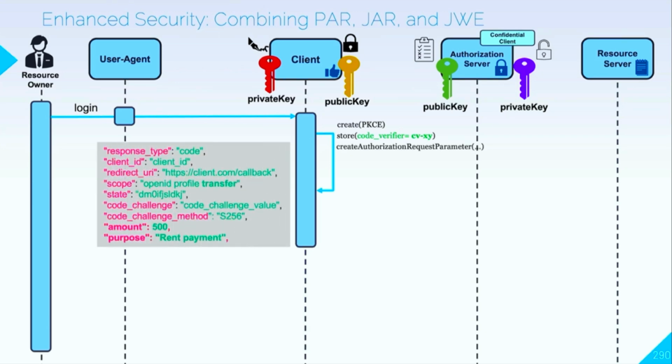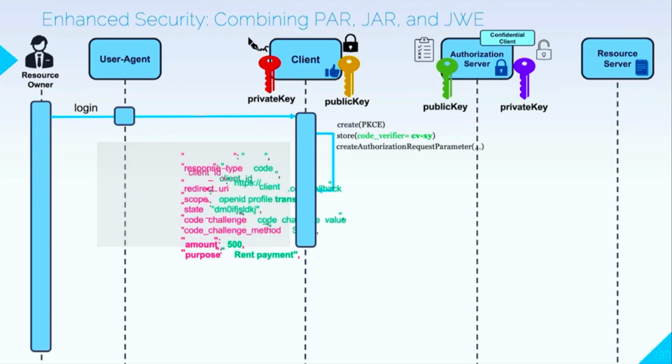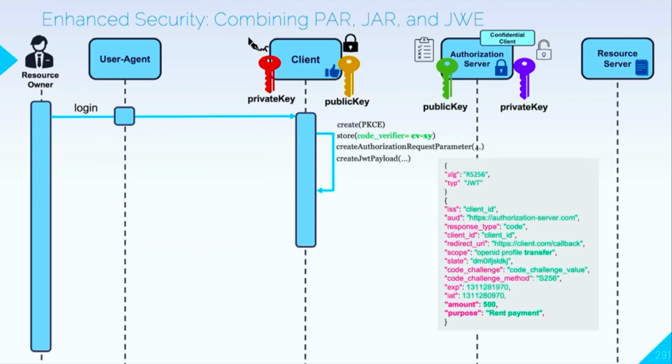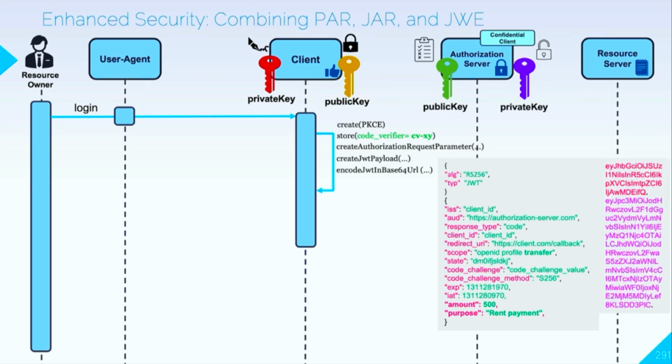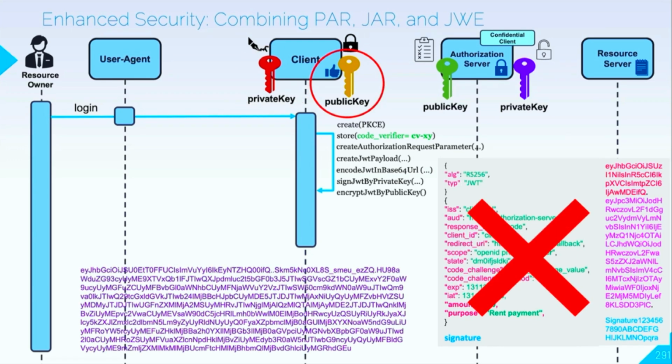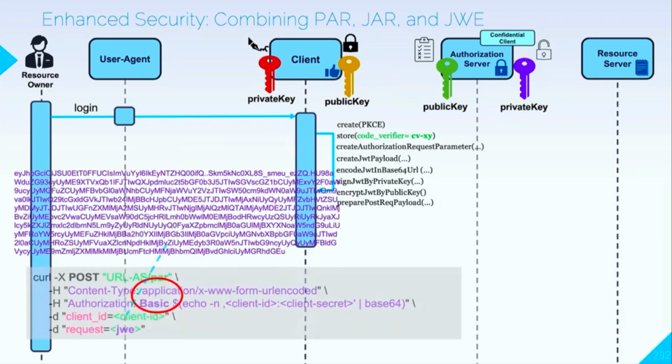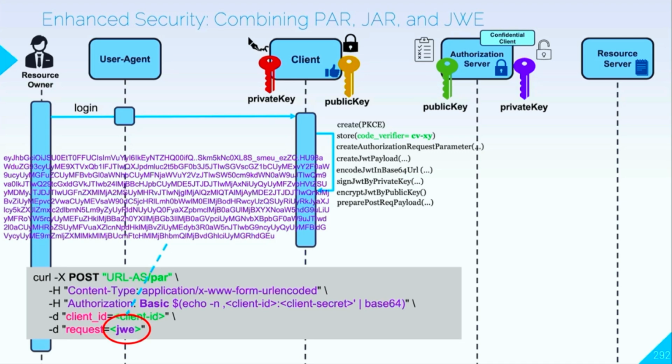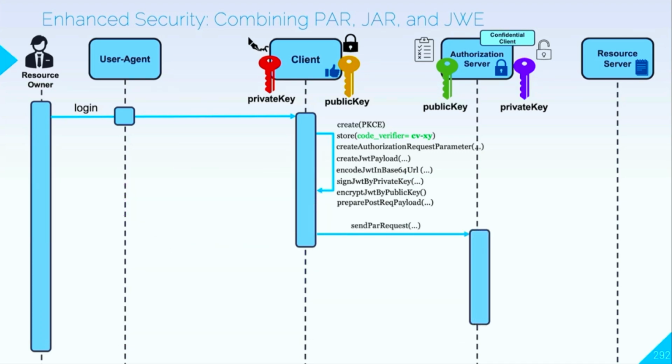The client creates the authorization request parameters, then packages these parameters into a JWT payload, encodes and signs the token using its private key, ensuring integrity, authenticity, and non-repudiation. Next, the client encrypts the token using the authorization server's public key to ensure confidentiality. Finally, the client places the resulting JWT in the body of a POST request and sends it to the authorization server.